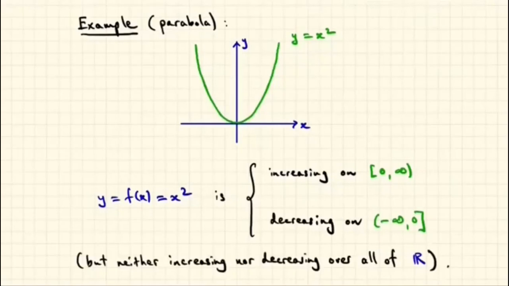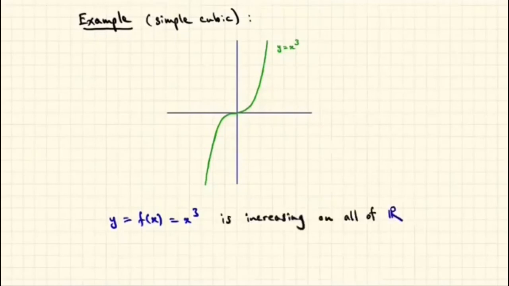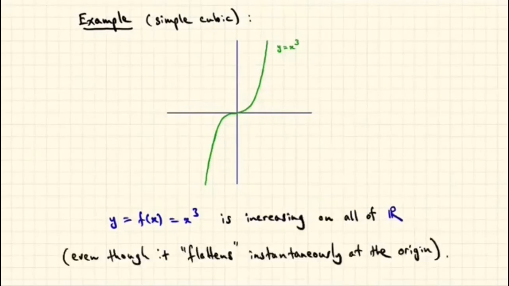Consider the simplest cubic function, y equals x cubed, whose graph looks like this with an inflection at the origin where the tangent line passes through the curve. This function is increasing on all of the real line, even though it seems flattened out momentarily at the origin. It's always the case that if a is less than b, then a cubed is less than b cubed.